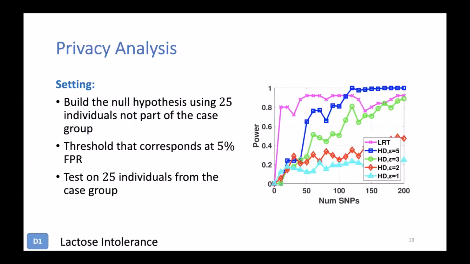We use lactose intolerance to evaluate the performance of membership inference attacks. We empirically built the null hypothesis using 25 individuals that are not part of the case group. For testing, we use 25 randomly selected individuals from the case group. The figure displays the power curves for the likelihood ratio test for varying number of statistics. In the same figure, we also show the power curves for Hamming distance for different epsilon values while varying the number of SNPs in the partial noisy dataset. We observe that the privacy risk due to the proposed framework is lower than the one due to the released GIVA statistics when epsilon value is smaller than 5. The verifier also achieves a high true positive rate and true negative rate for such cases.